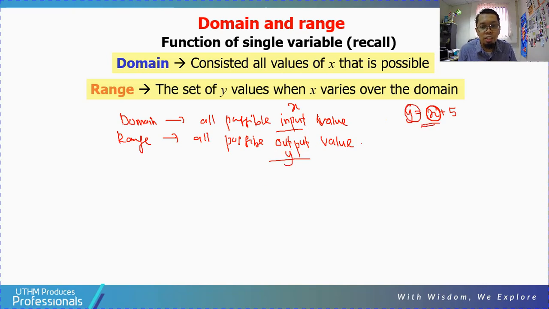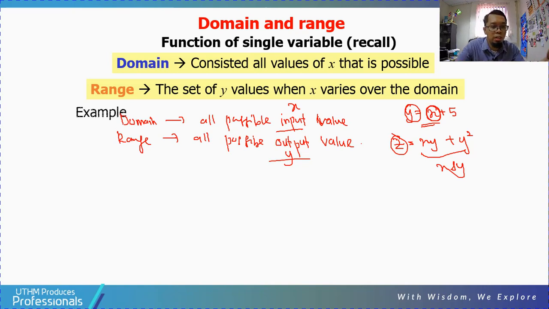This is for the single variable. But in our course we focus on multivariable. Let's say you have z equals xy plus y squared. The input is x and y, and the output is z. The definition is still the same, the only difference is the number of independent variables. Single has just one. For several or multiple, they have 2 or 3 independent variables.